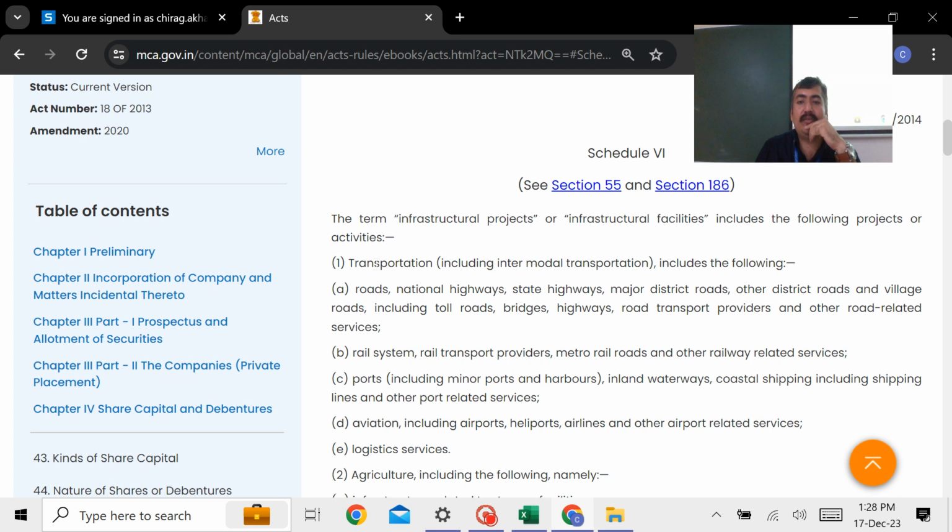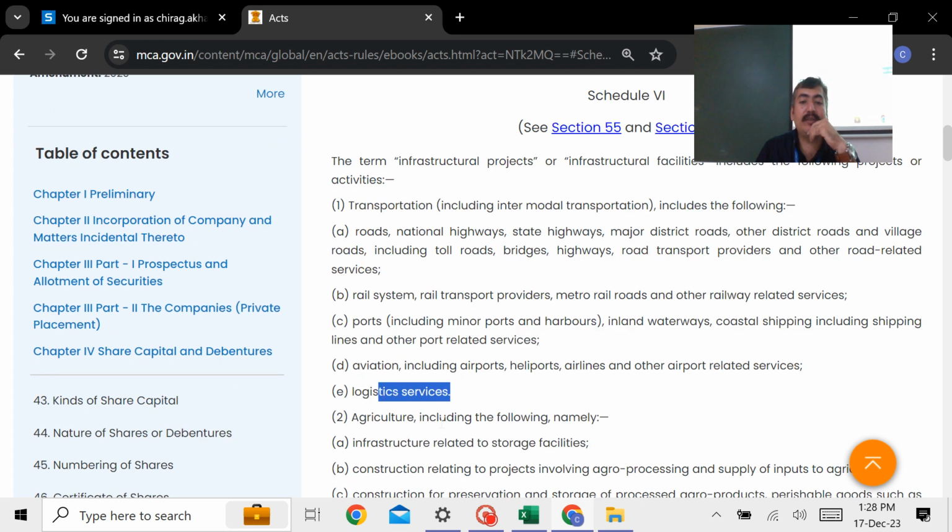So देखो, transportation like roads, national highways and all that, rail system, ports, aviation, airports, logistic services, agricultural, जिसमें storage facilities. So they have given the list of infrastructural projects. So you cannot take on your own. नहीं नहीं, I want to construct a small house, so let's go. It is not like that. ठीक है?